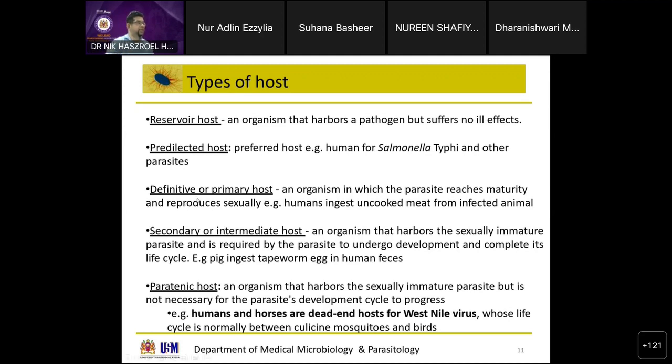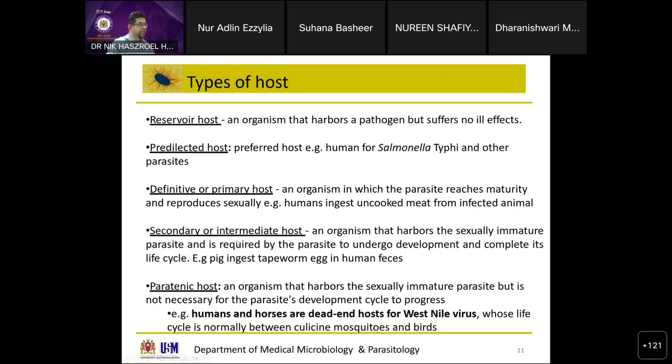And then there is the definitive or primary host. The primary or definitive host is an organism in which the parasite reaches maturity and reproduces sexually. So when you see the life cycle of a parasite, you see in which organism the parasite reaches sexual maturity. In that host, we call that the definitive host.